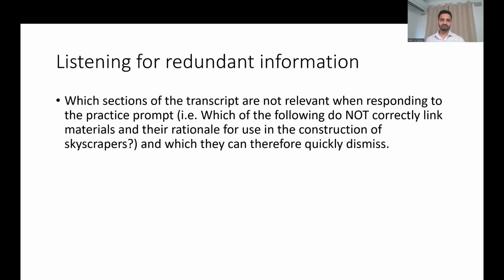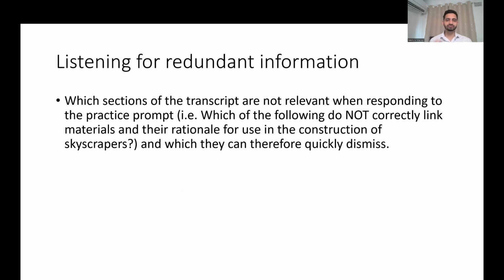So let's look at the explanations. Now, before we look at the explanation, I want you to think about this. When you were listening to the recording, was every piece of information relevant? If the answer is no, that is exactly my point. You don't want to focus on all the information. There will be a lot of redundant information. Okay, so let's read this out.